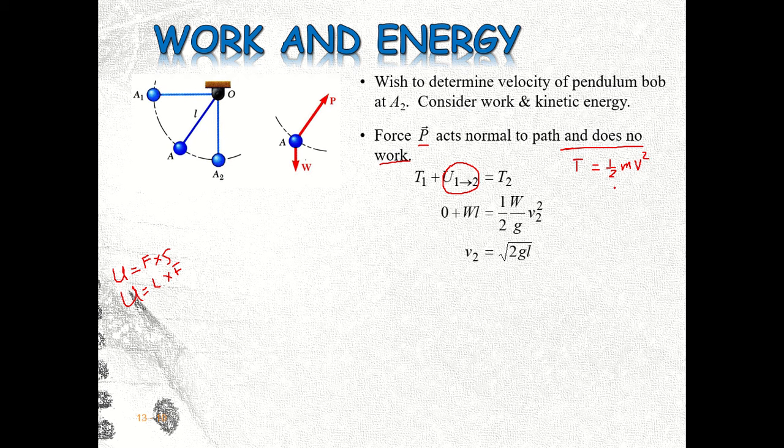All right, so for T2, we know that the mass is just the ratio of the weight and the gravitational acceleration. So instead of m, we write w divided by g. That represents our mass. So our equation becomes: instead of mass, we use w over g, times v squared.